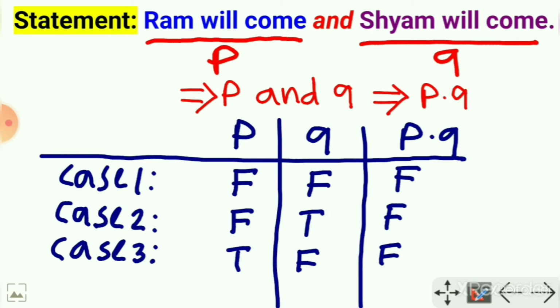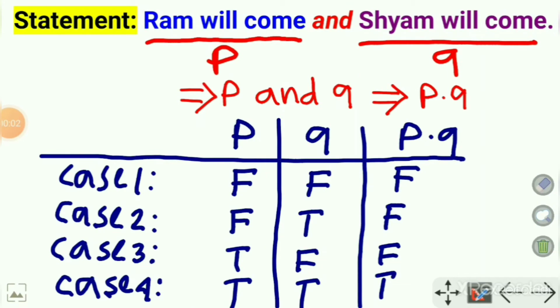Let me consider case number 4. P is true and Q is true, which implies both Ram and Sam come today, and the statement I gave you yesterday was true. That is all the possible 4 cases of these statements.